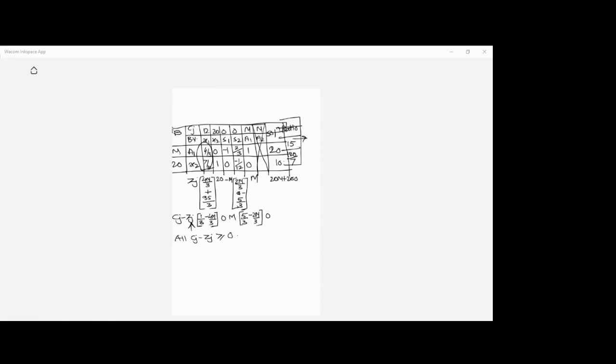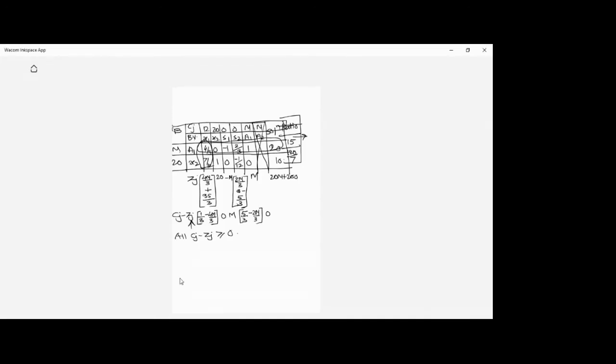So this will act as a leaving variable, and this row will act as your leaving variable. So now that we have got this as the leaving variable, we have to proceed further, and we have to think how the next iteration values will come.